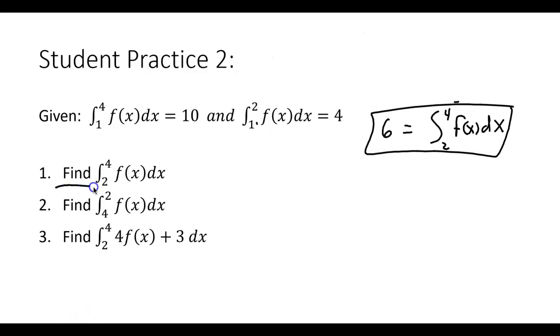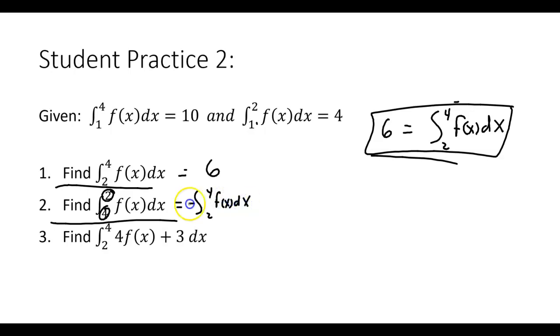So for number 1, that was our missing piece that we found. So we already did the work for number 1. That's 6. For number 2, it's the same thing. It's just that these limits are reversed. So this one is the same thing as this one, with a slight difference of being negative. And so this one's answer will actually be -6.